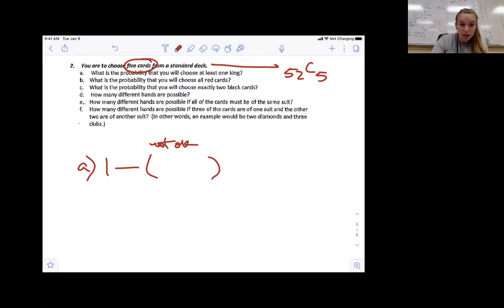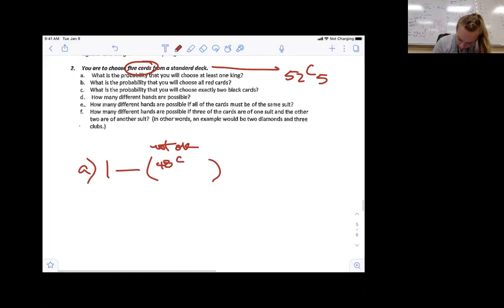The probability of choosing no kings: how many cards are not kings? There are 4 kings, so subtract that from 52, that's 48. So I've got 48 choose 5 over, let me check, yes, 48 choose 5. So that's all cards that aren't kings, over 52 choose 5. It's not okay to have all non-kings. I know there's no 5 kings, but this is us simulating the fact that there are no kings.